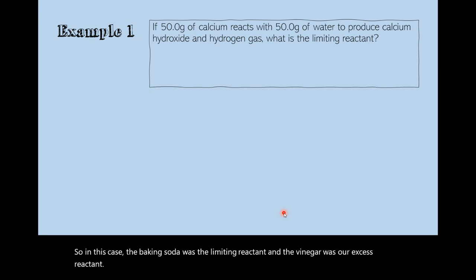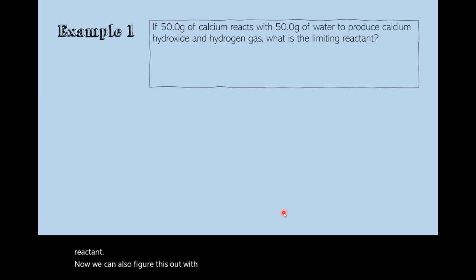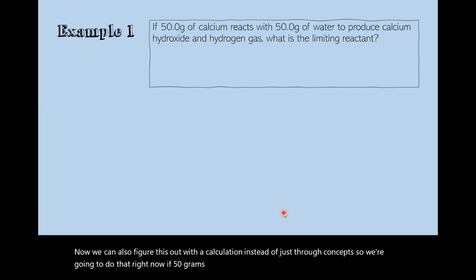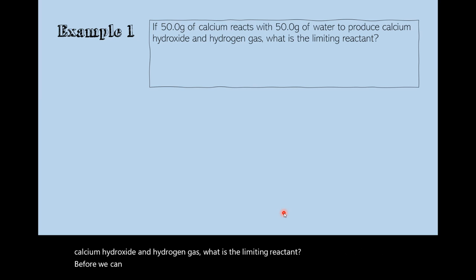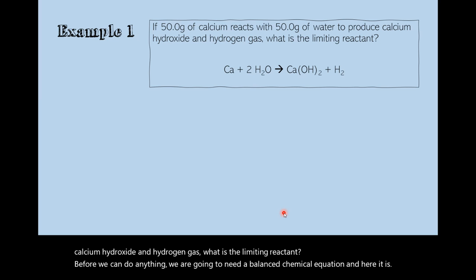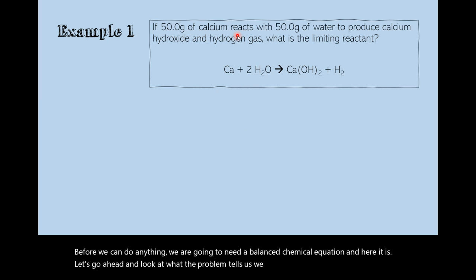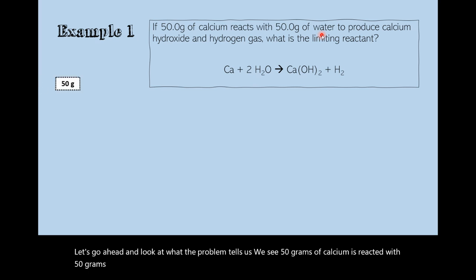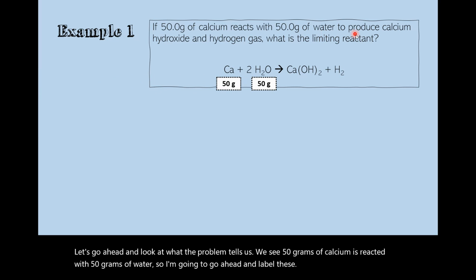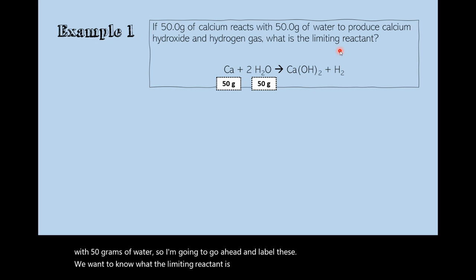Now, we can also figure this out with a calculation instead of just through concepts. So we're going to do that right now. If 50 grams of calcium reacts with 50 grams of water to produce calcium hydroxide and hydrogen gas, what is the limiting reactant? Well, before we can do anything, we are going to need a balanced chemical equation. And here it is. Now let's go ahead and look at what the problem tells us. We see 50 grams of calcium is reacted with 50 grams of water. So I'm going to go ahead and label these. We want to know what the limiting reactant is. So is calcium limiting us or is water limiting the reaction?